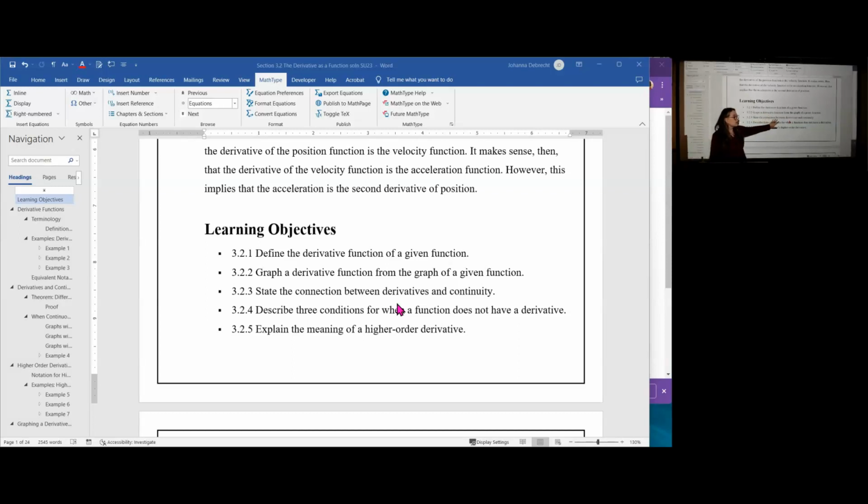We're going to talk about the connection between derivatives and continuity, and we're going to describe the conditions in which the derivative does not exist. Now, this says 3, really it's more like 4. We're also going to talk about the higher order derivatives that I talked about a moment ago.